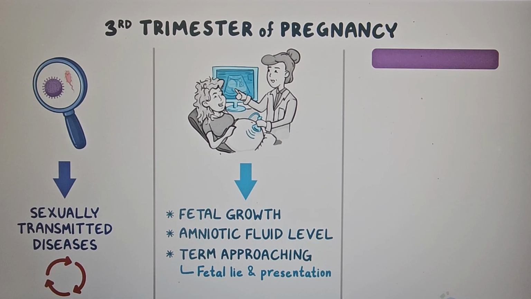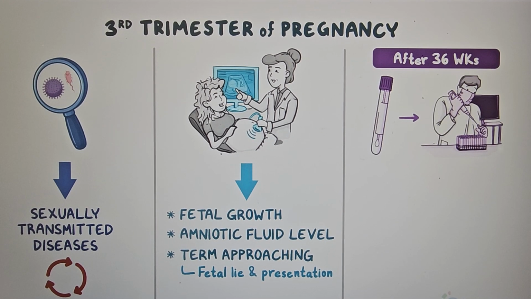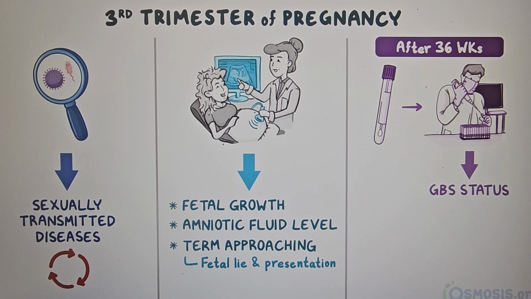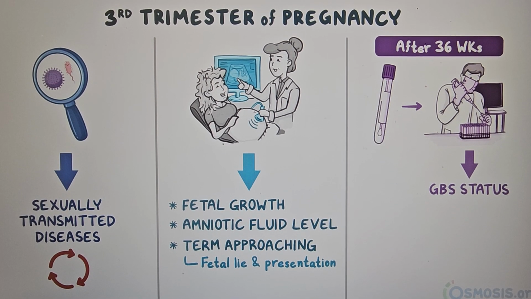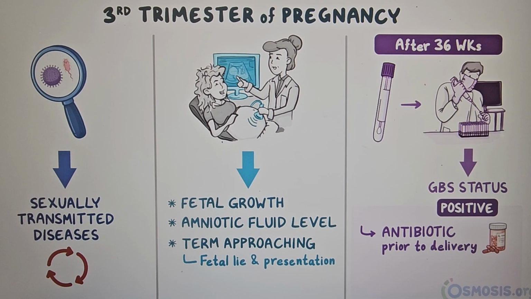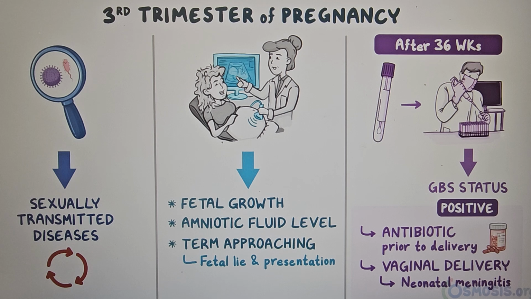Additional tests that are done after 36 weeks include the evaluation of Group B streptococcus, or GBS status, by taking vaginal and rectal swabs and sending them for culture. GBS-positive individuals should receive antibiotic treatment prior to delivery, seeing as vaginal delivery can pose a risk of neonatal meningitis.